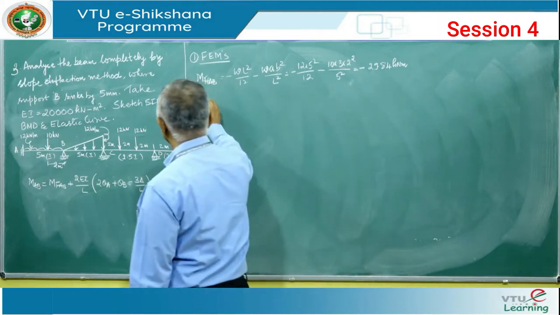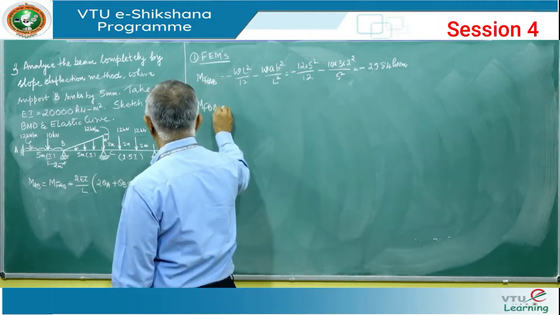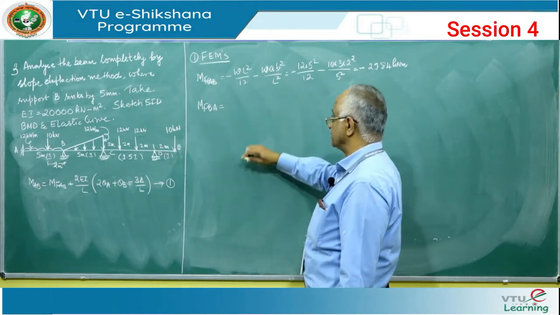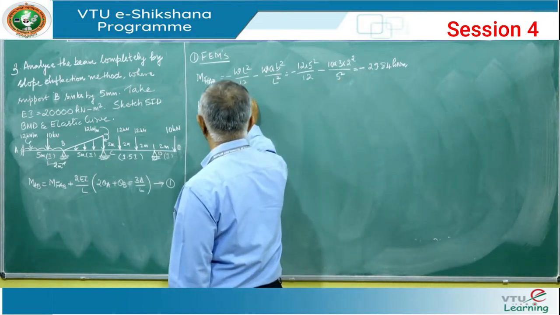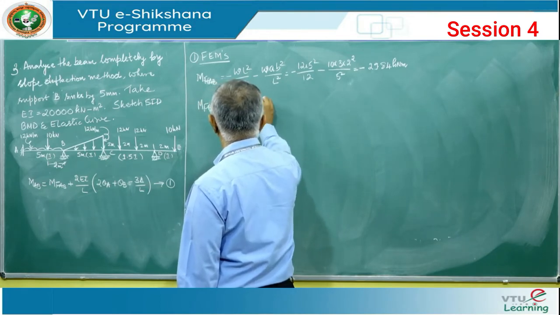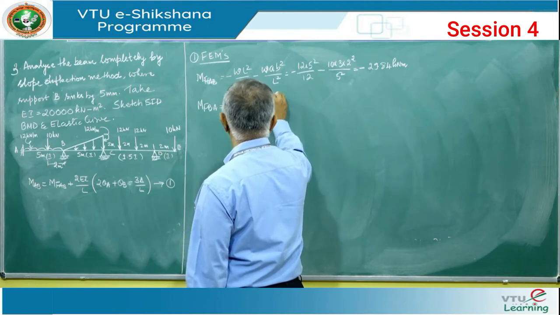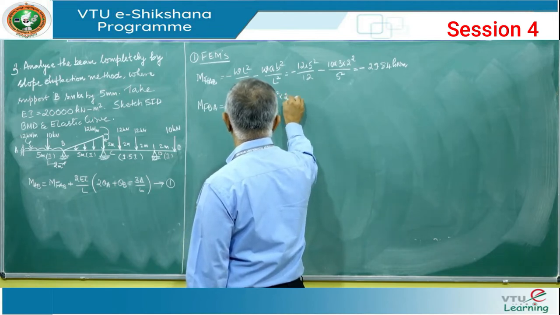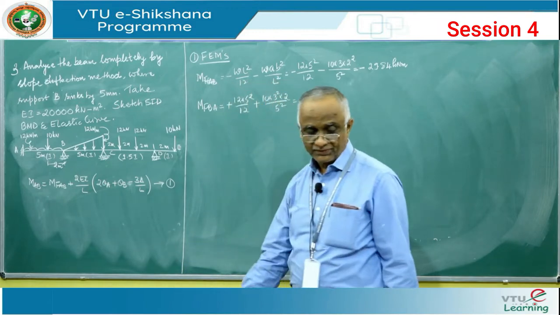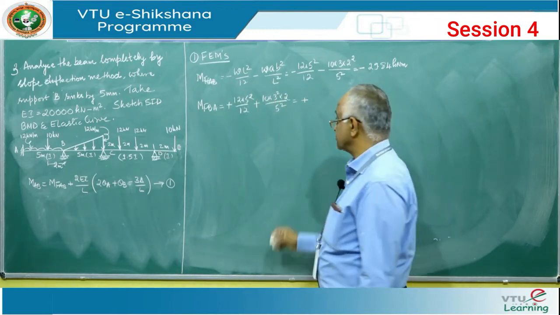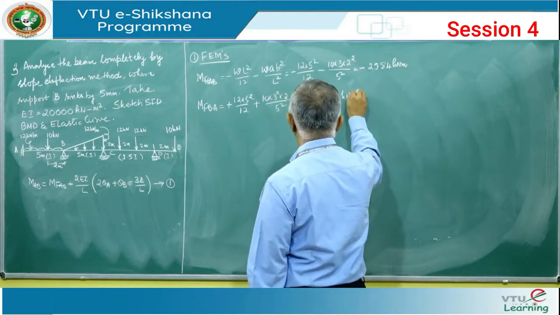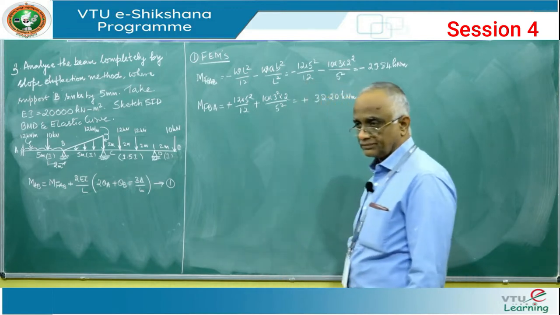Then coming to MFBA, the same equation, only change is A square B. So first part is 12 into 5 square by 12, the UDL component, plus 10 into A square, 3 square, into 2 divided by 5 square, it will be positive. It is 32.2 kilonewton meter.